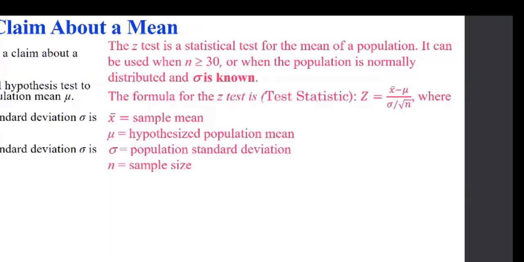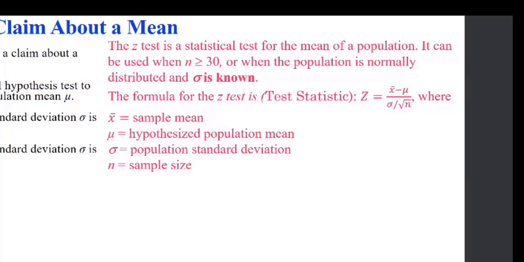It can be used when n is greater than or equal to 30, or when the population is normally distributed and sigma is known. The formula for the z-test is test statistic Z is equal to x bar minus mu over sigma over the square root of n, where x bar is the sample mean, mu is the hypothesized population mean, sigma is the population standard deviation, n is the sample size.